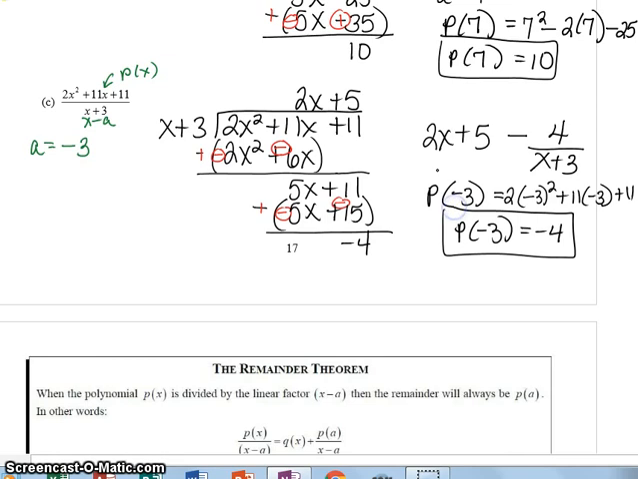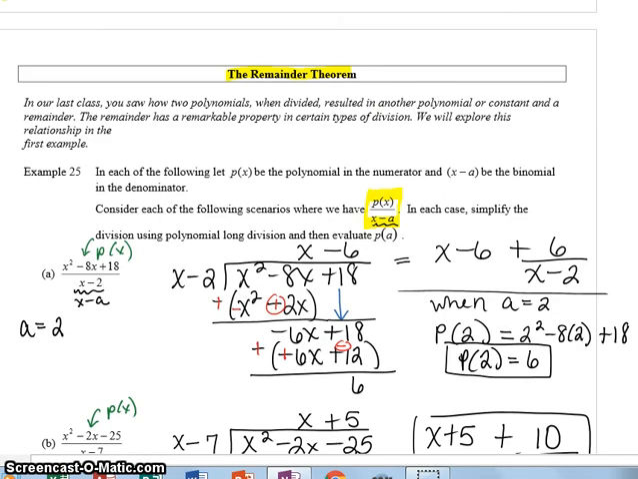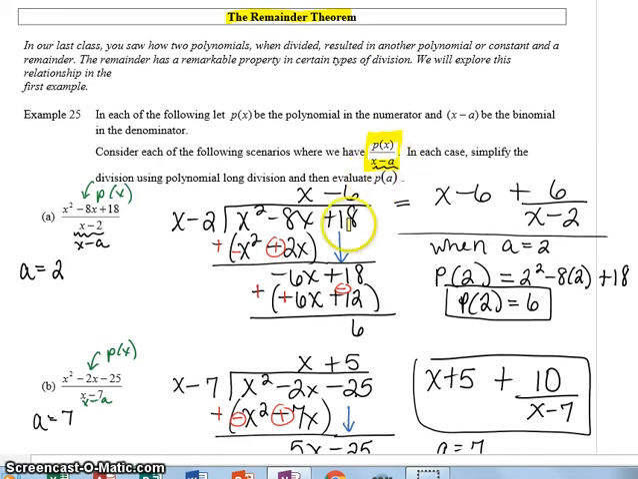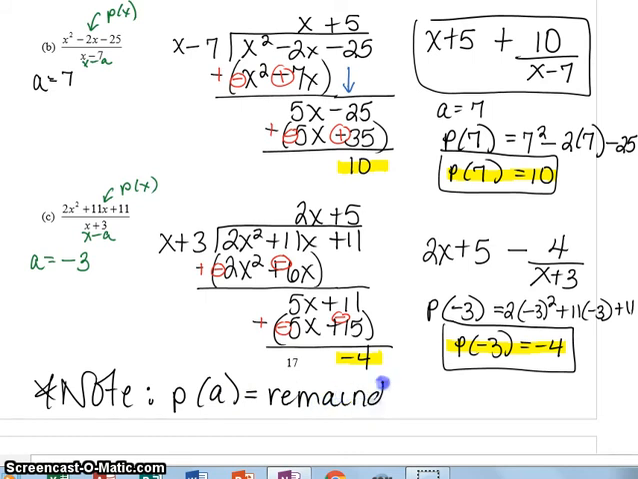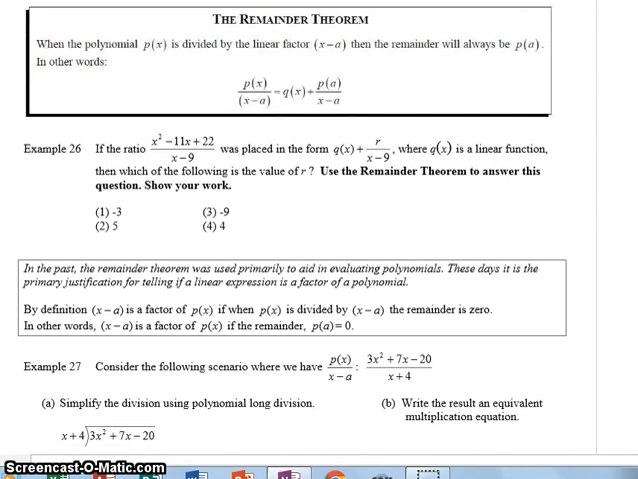Hopefully you guys realize something. Look at this if I go back to the first one up here. So using this whole little p of a thing, remember a was the opposite sign of what was in your denominator, but it always resulted in your remainder. So when we found p of 7, because our a was 7, it was the remainder. P of negative 3 was our remainder. So what should you realize? You should realize p of a is always equal to your remainder. Okay, that's not a coincidence. That will always happen.